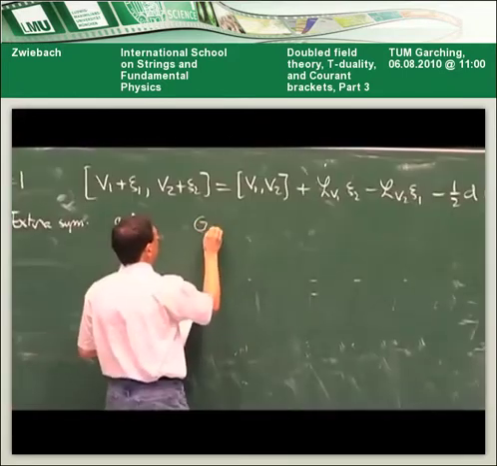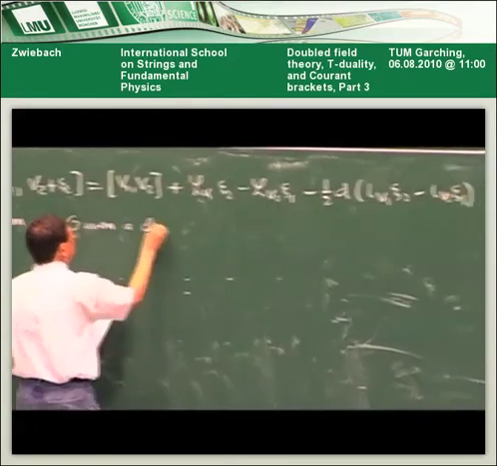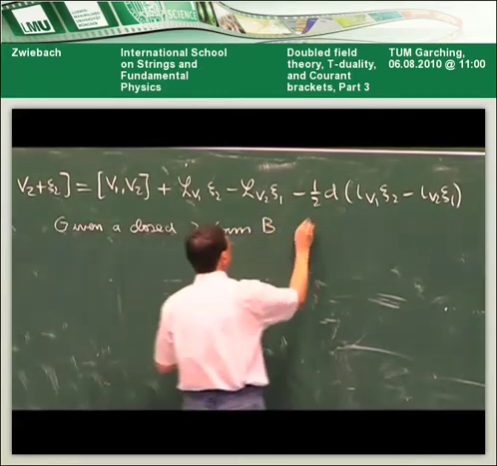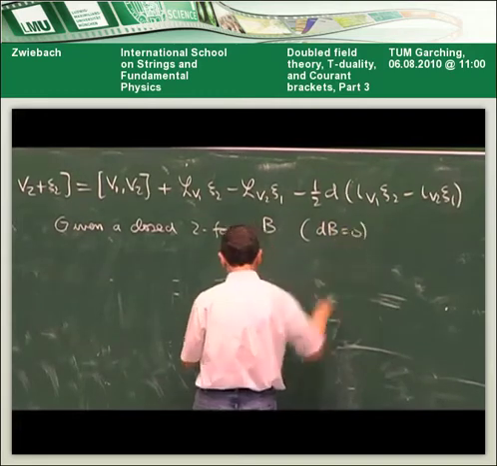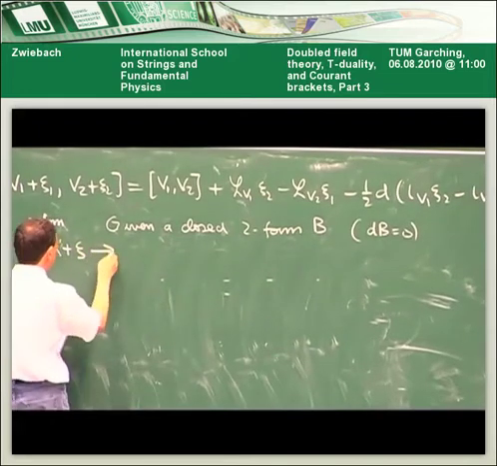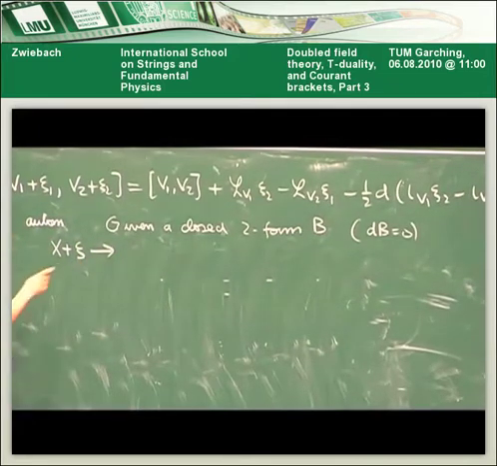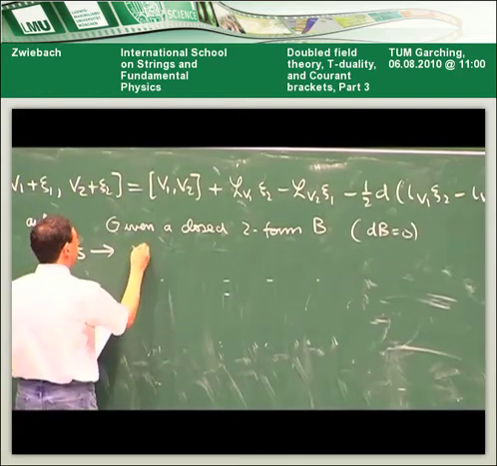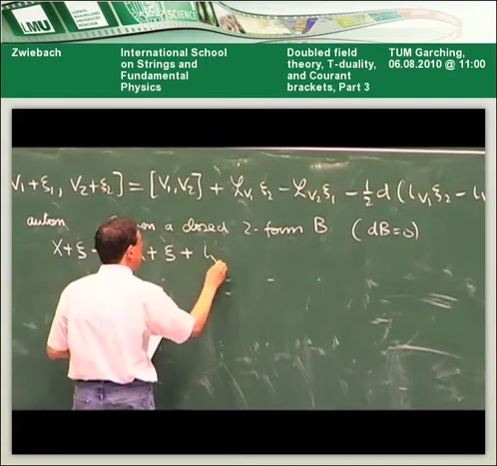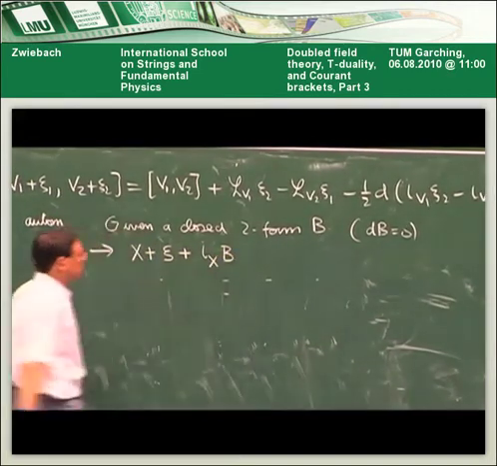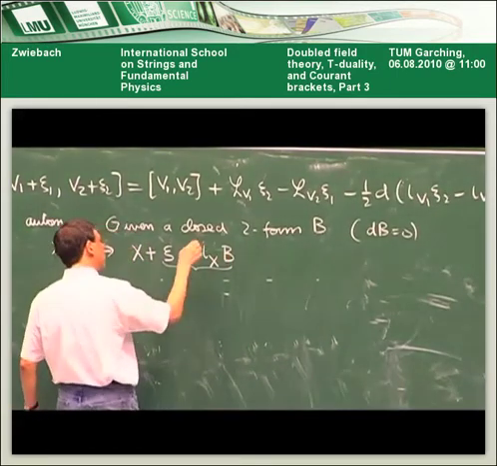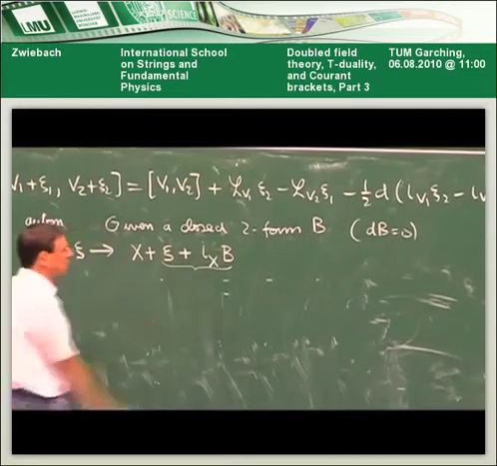So here is the automorphism. Given a closed two-form, B, that satisfies dB equals 0, any element x plus xi will be changed in a way that you change xi. How? Well, x plus xi will go to x plus xi plus i_x of B. So that changes xi because B is a two-form. You contract the vector, it's a one-form, so you're changing the one-form.